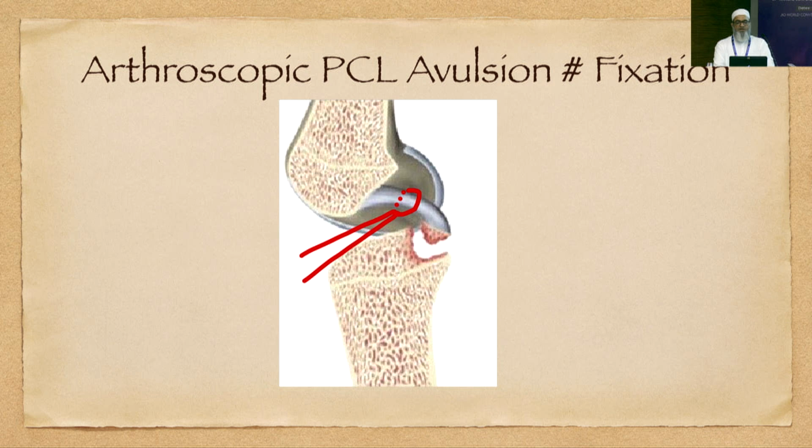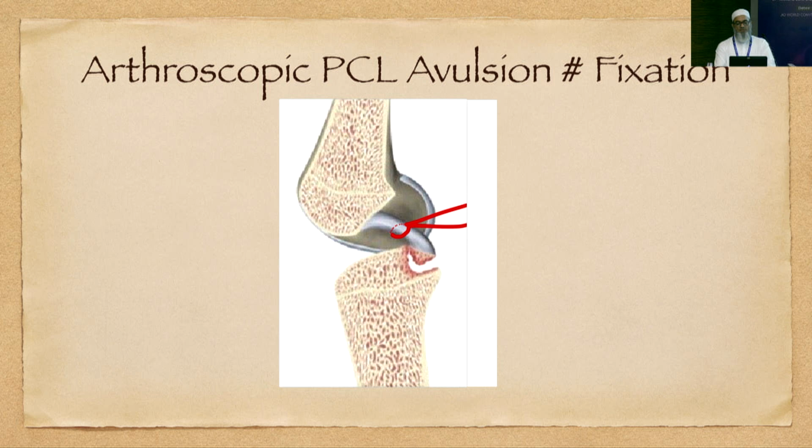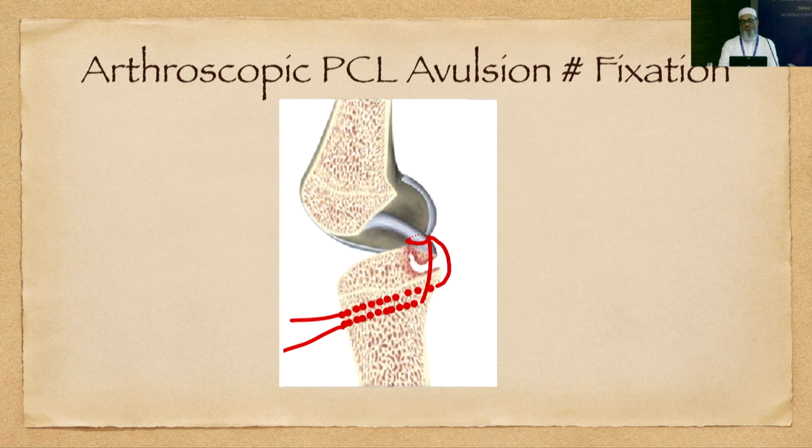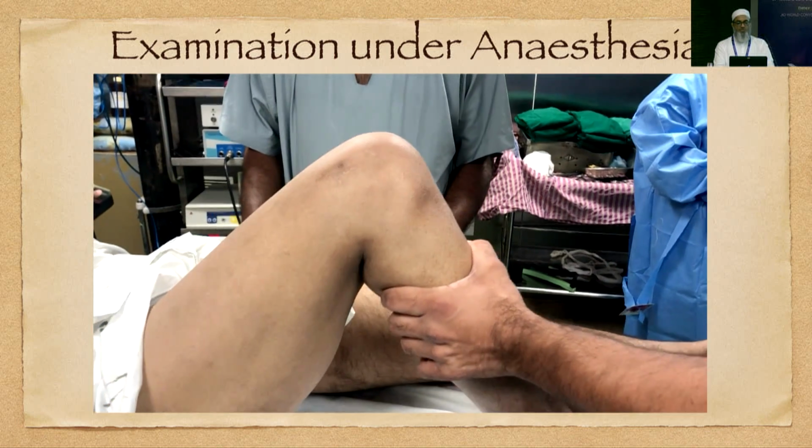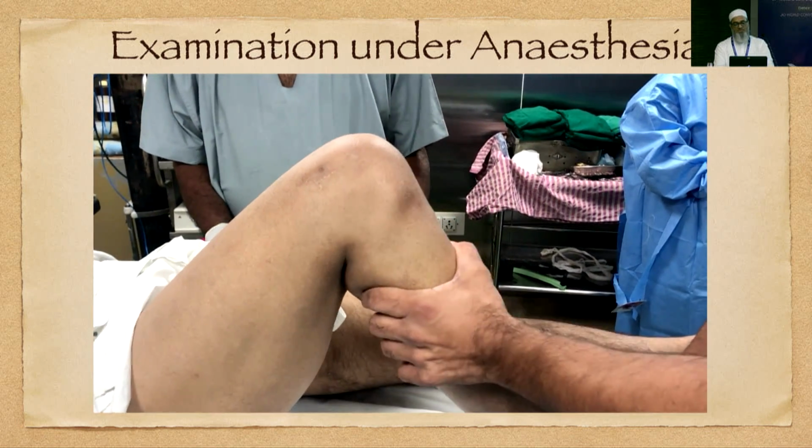So what basically we do in a nutshell is pass the loop of the suture around the PCL, tie the knot there, reverse the knot, and then pass the two limbs of the suture through the tibial tunnel infero-medially and infero-laterally to the tibial trough, and then pull it and tie it. This is all, as simple as that. Do not forget to do examination under anesthesia.